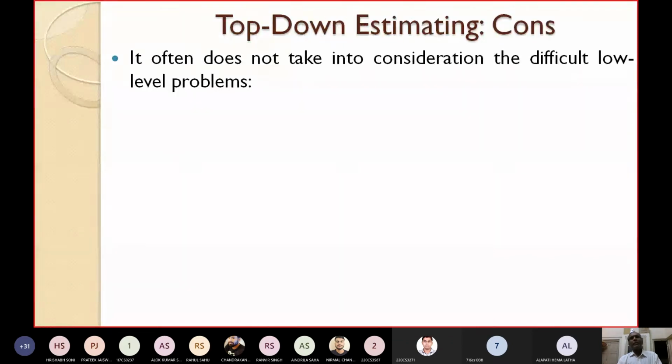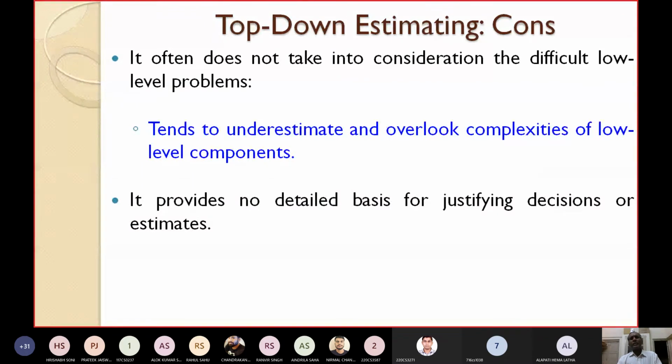Let's see the negative points of top-down estimation. It often does not take into consideration the difficult low-level problems. What exact problems might the developers face at the bottom level? The top-down approach may not consider those things. It tends to underestimate the low-level components and overlook their complexities.